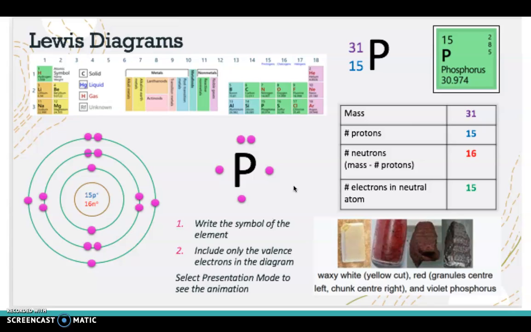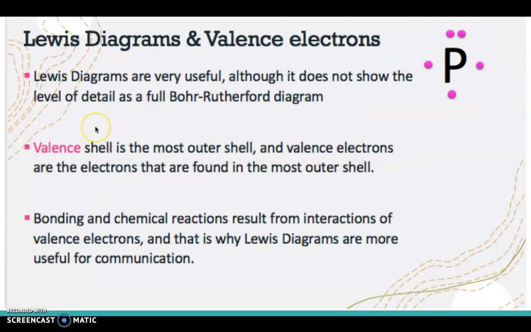If not, like I said, we're going to go over Lewis dot diagrams again a little later on, and this won't be the last time that you'll be seeing it. Lewis diagrams are very useful, although they do not show the level of detail of a full Bohr Rutherford diagram. That's why sometimes they're not used all the time, and that's why sometimes Bohr Rutherford diagrams are preferred. The valence shell is the outermost shell, and valence electrons are the electrons found in the outermost shell. So remember, you're only drawing the valence shell, which is the outer orbit of the Bohr Rutherford diagram that you're drawing.